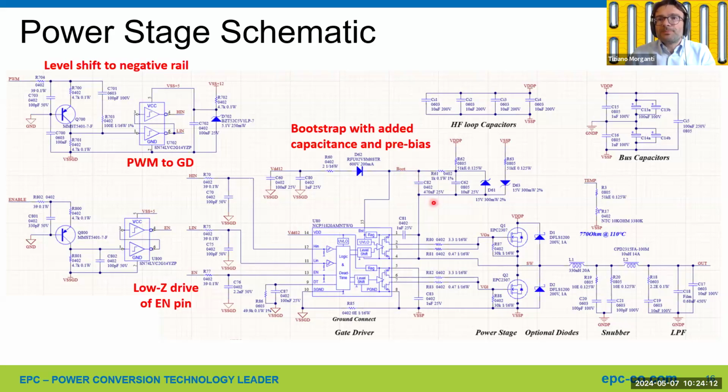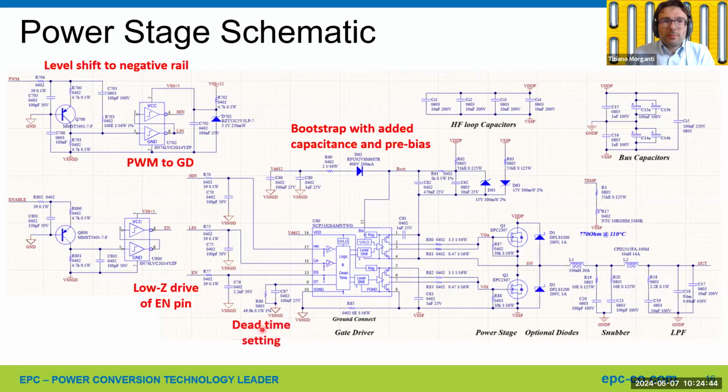And we have an additional 10 microfarad capacitor to improve the hold time in case of clipping to the positive rail to at least 50 milliseconds. And we have some pre-bias circuit to start with the gate driver already operational from the first cycle to avoid glitches at the startup.